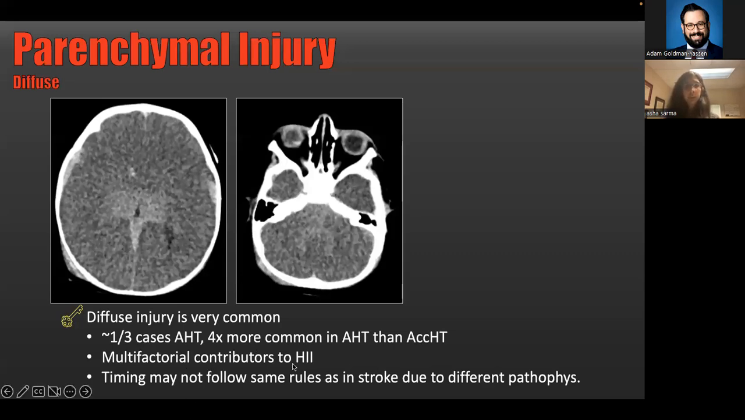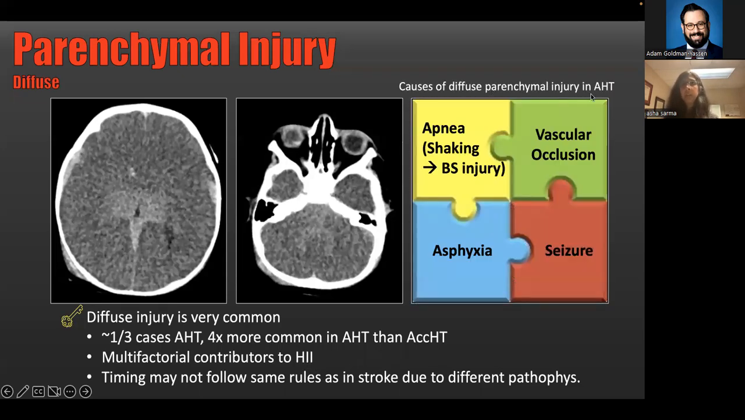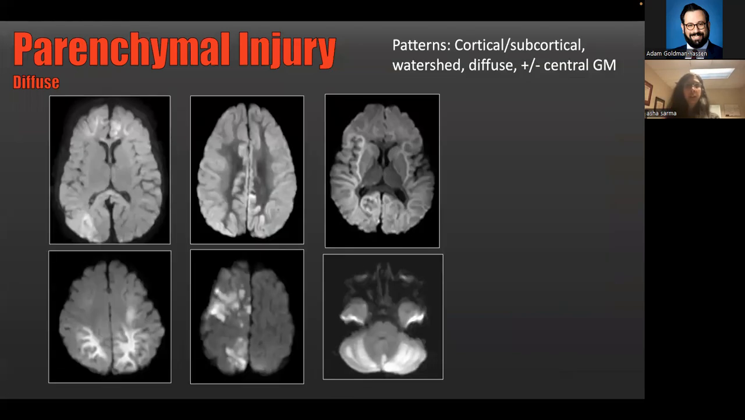There are multifactorial contributors to the hypoxic ischemic injury that causes this. Some of the causes that have been implicated are apnea. Shaking has been posited to cause injury to the brainstem centers that control respiration, for example. Vascular occlusion, asphyxia, or even seizures could contribute to this. Because of these complex, multifactorial mechanisms, the timing may not follow the same rules as in stroke because the pathophysiology is different. So you may not see the same evolution, for example, on DWI as you would expect with an arterial infarct.